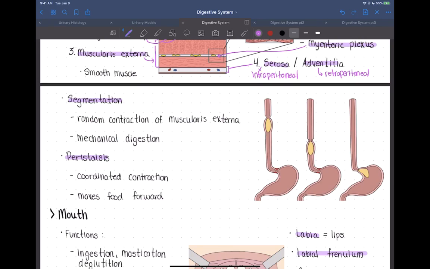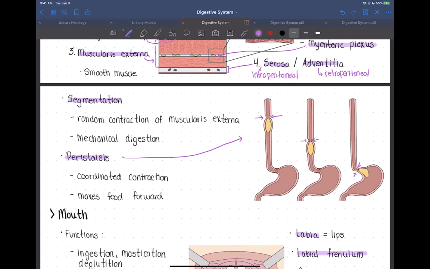Versus peristalsis, which is a very coordinated, synchronized contraction of that muscularis externa, and its function is to move food forward. And so that's what we see in this picture here, right? So here we're looking at peristalsis. So the muscularis externa would squeeze here above this bolus in the esophagus to move it forward, right? As it moves forward, it would keep squeezing all the way down as it's moving. Okay, so it's coordinated contraction all the way down to kind of push that food forward.